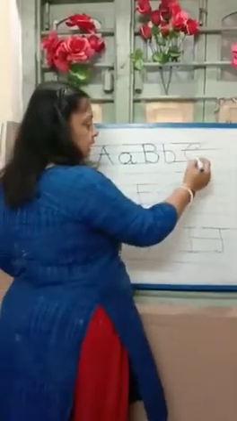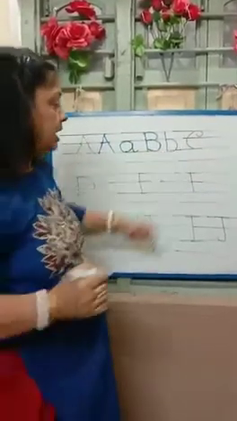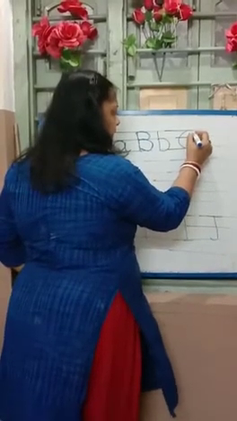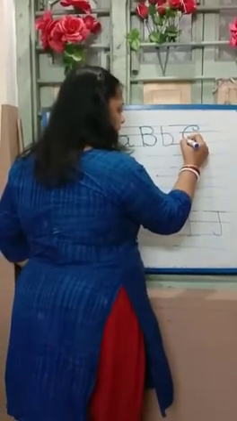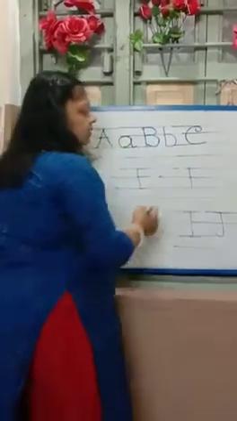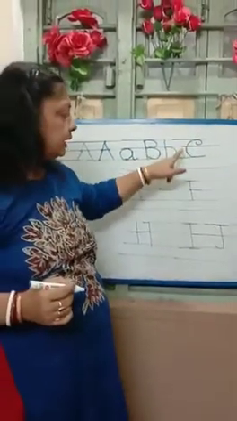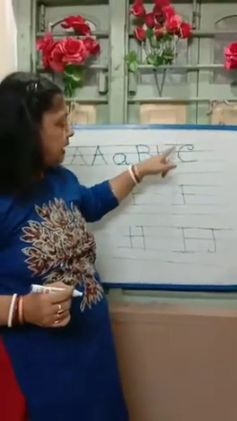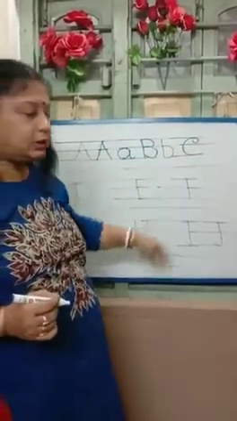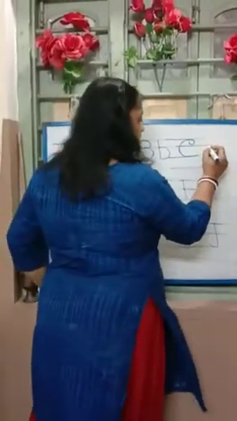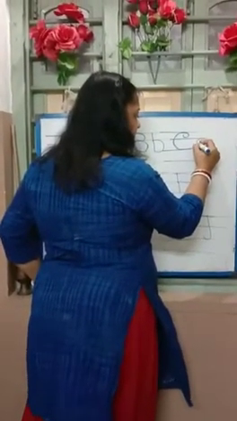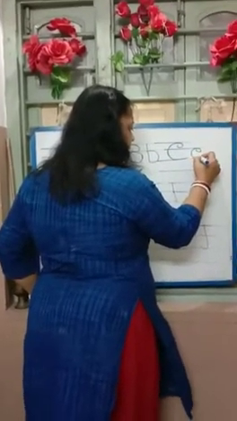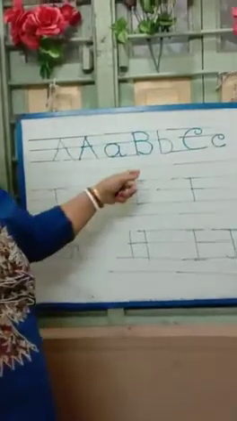For the C, capital C, you are doing a curved line over here, starting from the first, moving till the third line. First, second and the third line. For the capital C, we are doing from the first line to the third line. But for small c, we are moving from the second line to the third line. Followed everyone? So here comes small c.